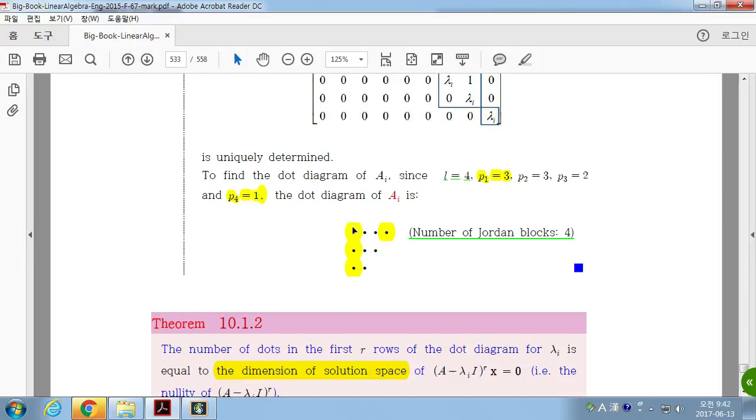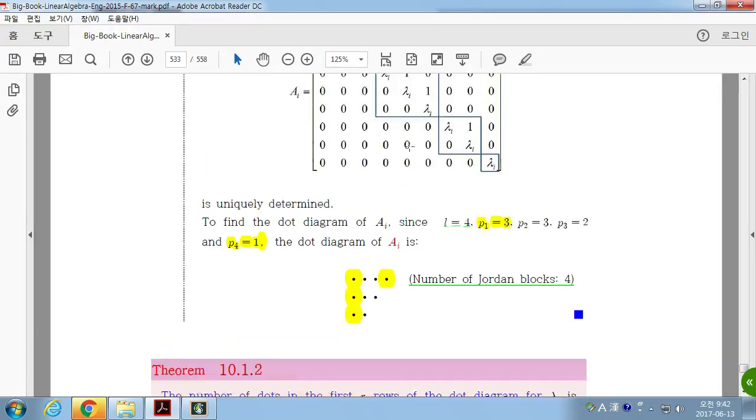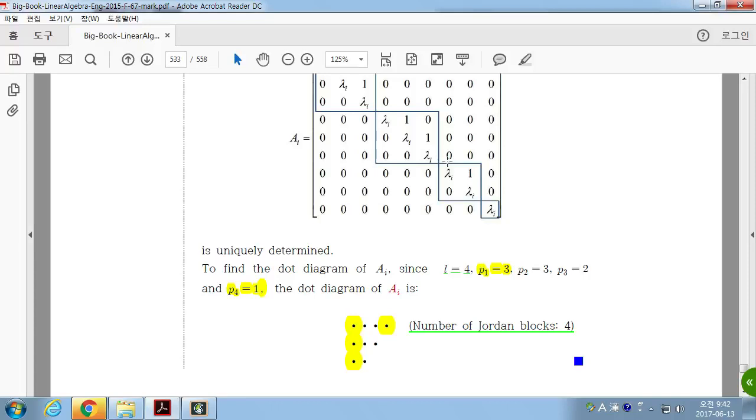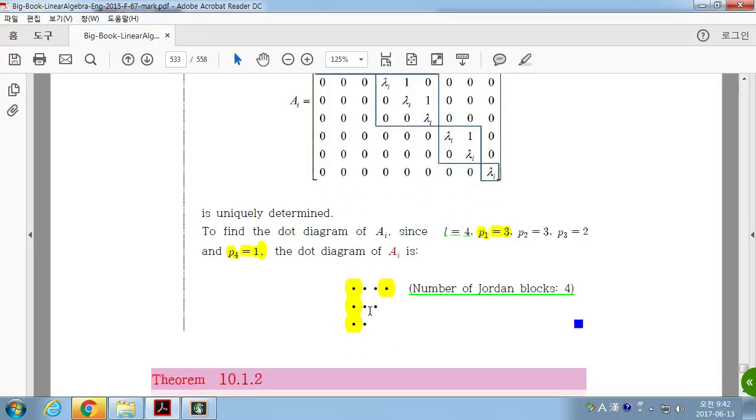And the first column, we have point 3. Second column, P2 is 3. P3 is 2. We have 2 points, 2 dots here. P4 is equal to 1 like this. So actually, this Jordan canonical form has its corresponding dot diagram like this.